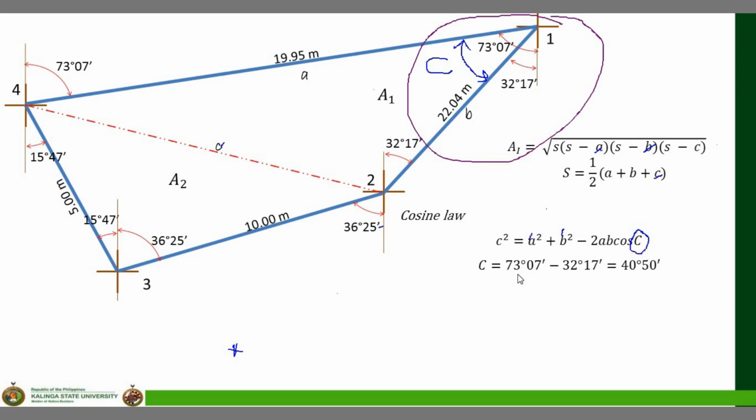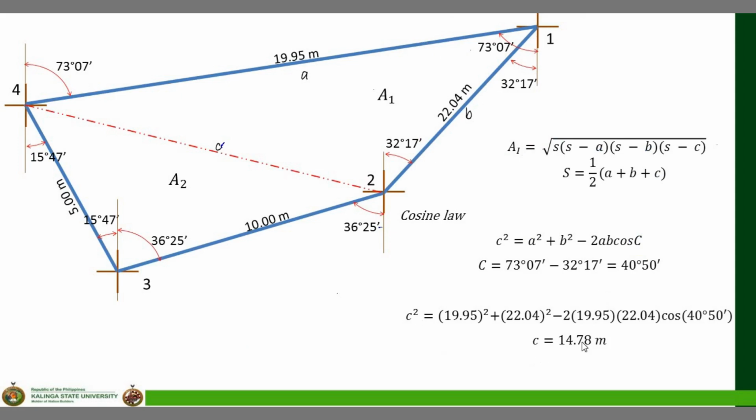Okay. So, let's substitute this para makuha ko si side C. So, side C, C squared is equal to A squared plus B squared minus 2AB times cosine of C. Ang lumabas sa calculator ko ay 14.78 meters.